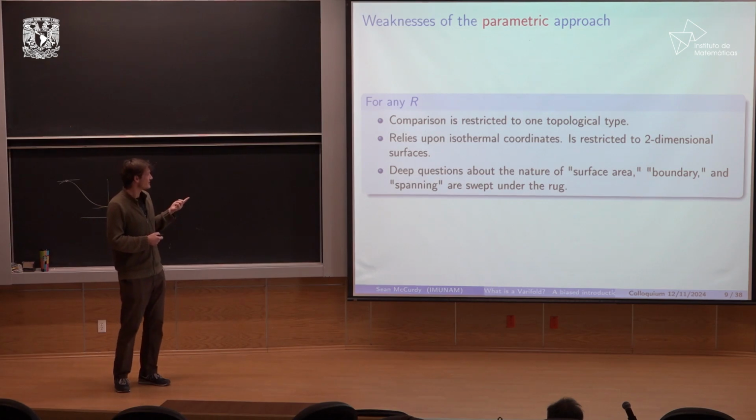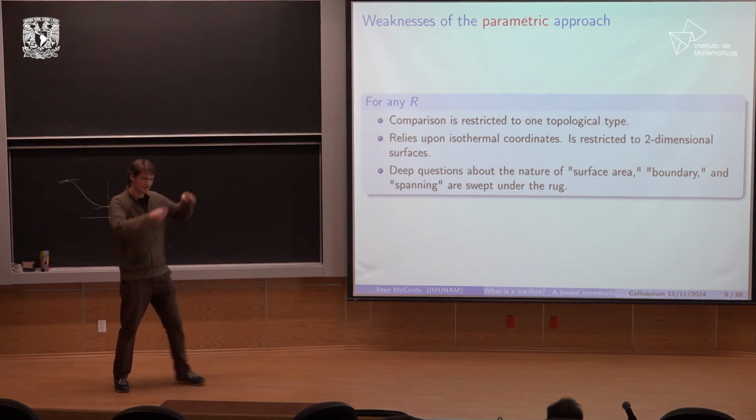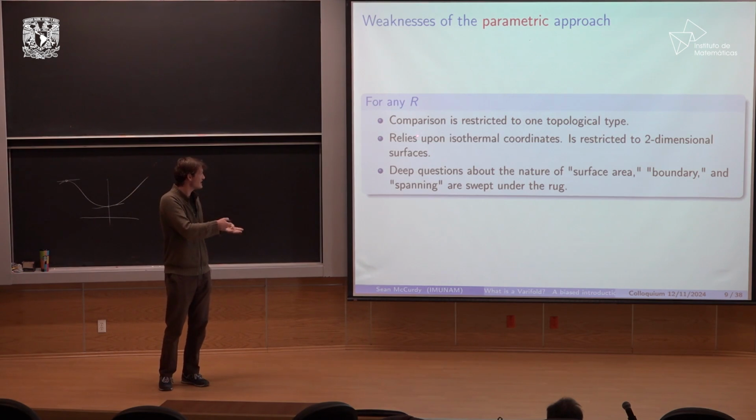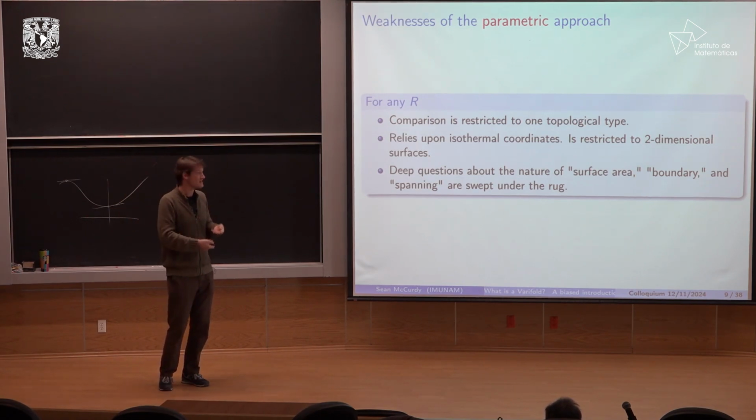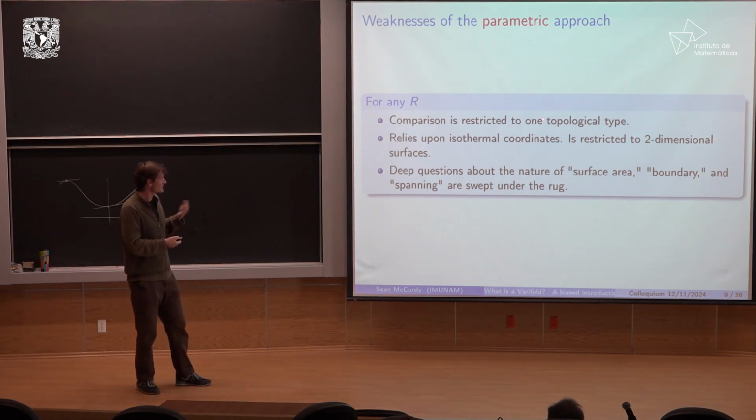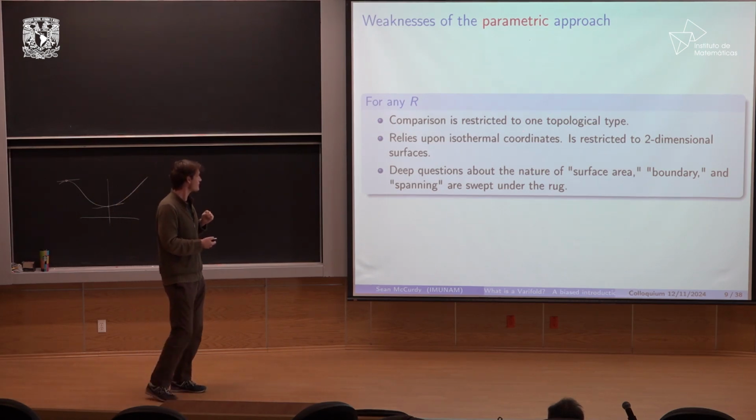First off, because we're only considering a fixed manifold R, comparison is only restricted to surfaces of the same topological type as R, right? And if the problem was among all surfaces, is there one with minimal area? This feels like an arbitrary topological restriction, right?